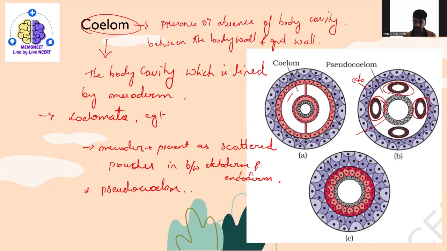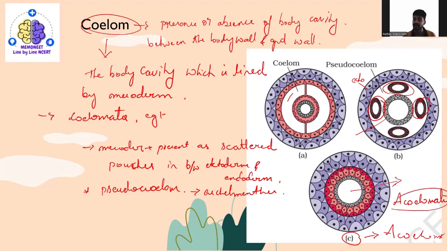So examples are Aschelminthes. Clear? So what about the last one? They are actually called acoelomates. So what are acoelomates? Basically, the animals in which the body cavity is completely absent are called acoelomates. Here you can see there is no body cavity. In Platyhelminthes, you will see this example, that is acoelomates.